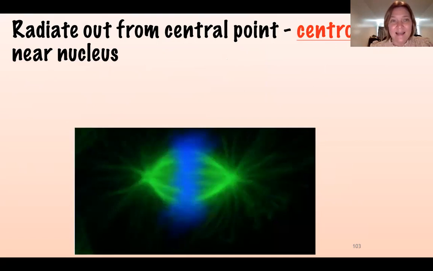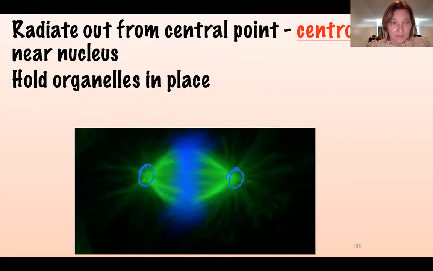Microtubules radiate out from a central point called a centrosome near the nucleus. And this is the centrosome here. And all of the green things that you see are microtubules. We're going to talk more about that in chapter 8. Hopefully I will be seeing you in person by then when we talk about cell division.